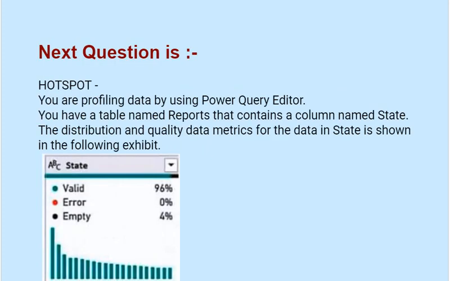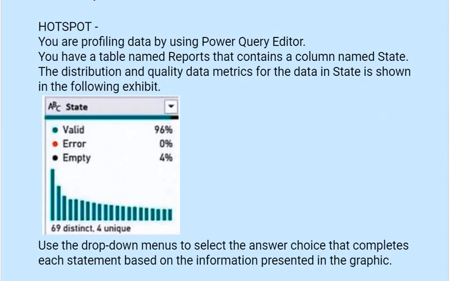Our next question is, you are profiling data by using Power Query Editor. You have a table named reports that contains a column named state. The distribution and quality data matrix for the data in state is shown in the following exhibit. Now see this exhibit. Use the drop-down menus to select the answer choice that completes each statement based on the information presented in the graphic.